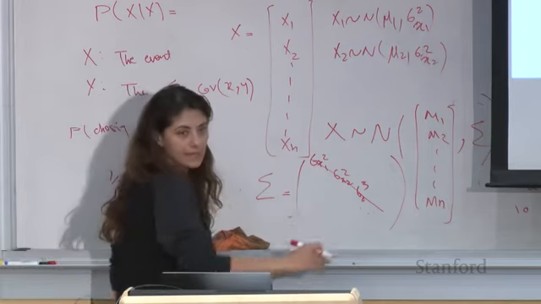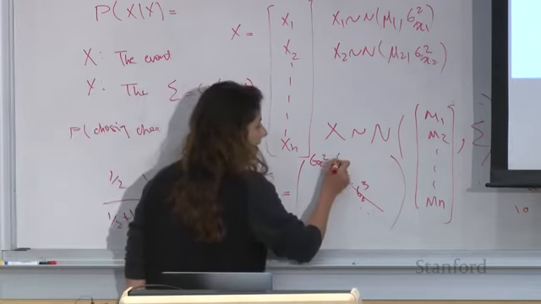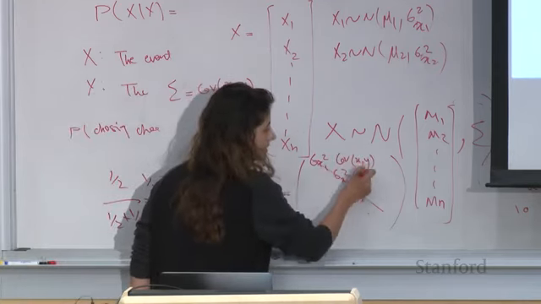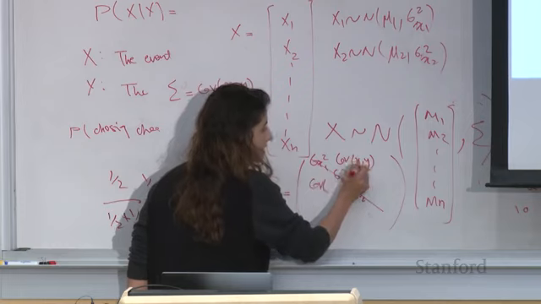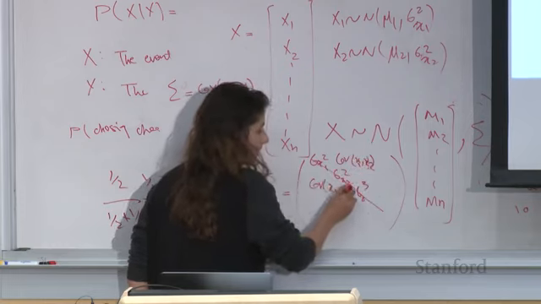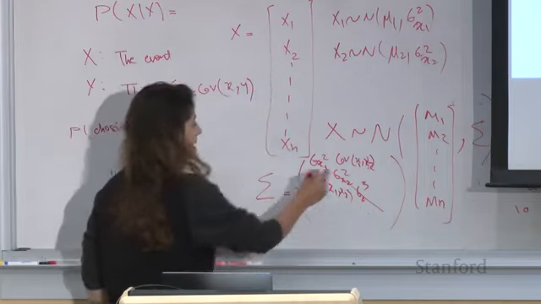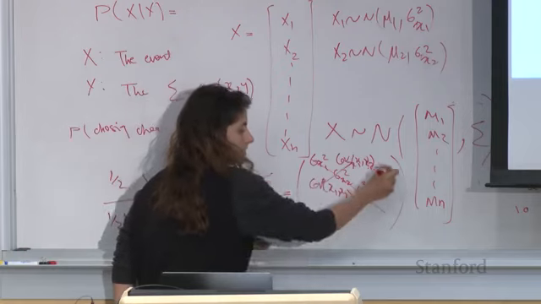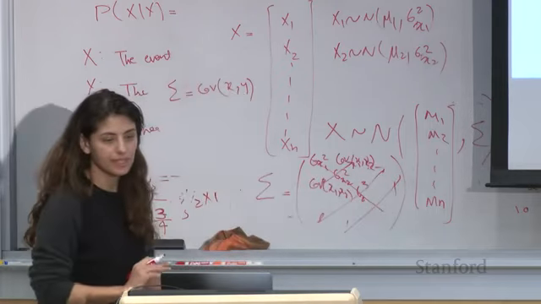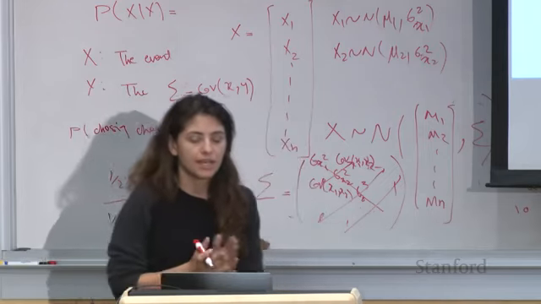So the diagonal elements are the variances of the random variables, and the non-diagonal elements are the covariances between the elements, right? And remember that the covariance matrix is symmetric, meaning that these elements are all the same, right? And also the covariance matrix is positive definite, right?